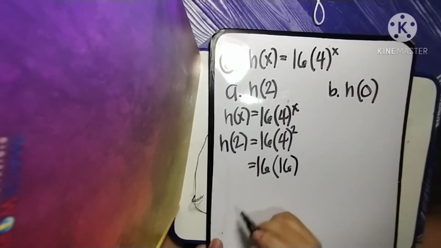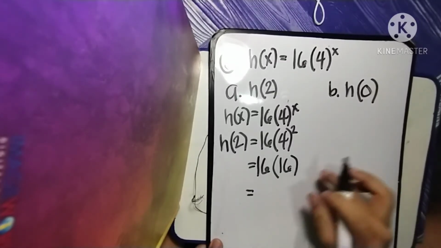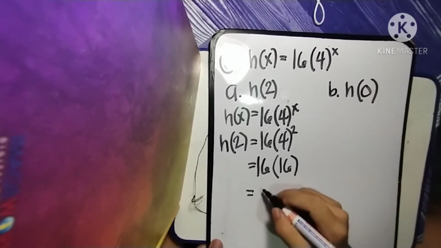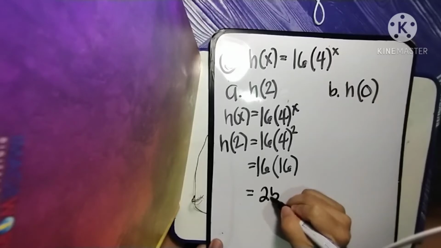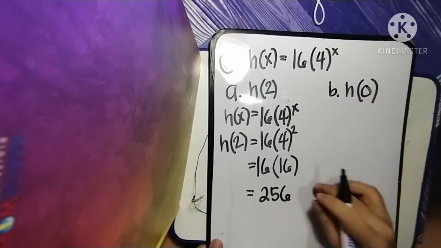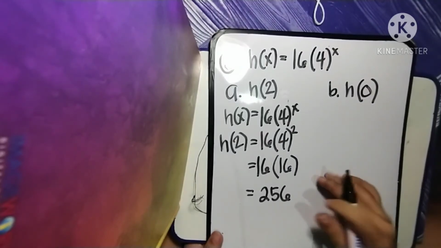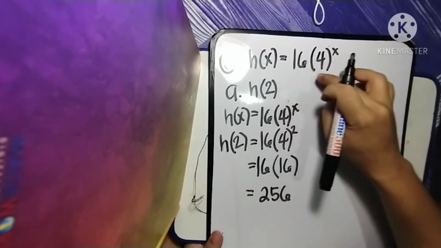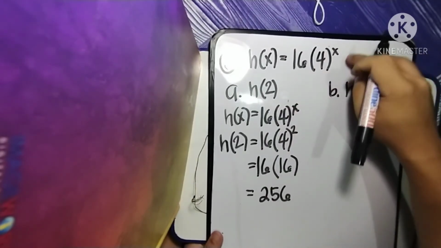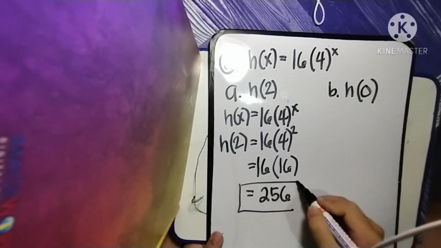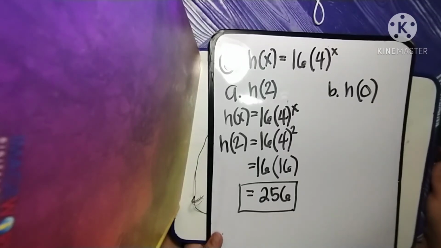Then multiply 16 times 16. Now 16 times 16 is just equal to 256. So therefore, if x is 2, then the value of the exponential function h of x is equal to 16 times 4 to the power of x is equal to positive 256. Now, how about if the value of our x is 0?